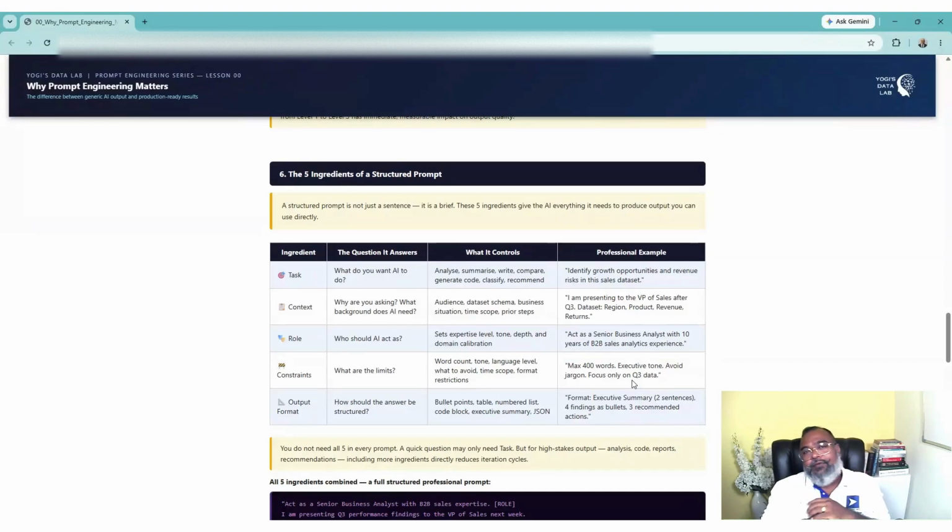Now, one thing is left, which is the output format. So you're saying that you need an executive summary in 2 sentences, 4 findings as bullets, and 3 recommended actions. So it is pretty precise and to the point: what you want as an output and how you should be using it.